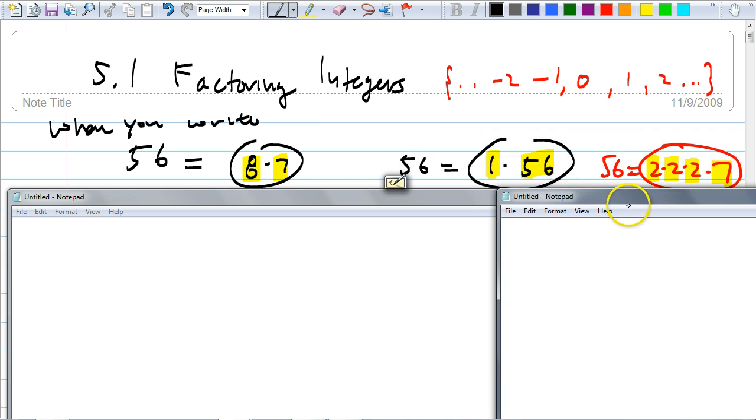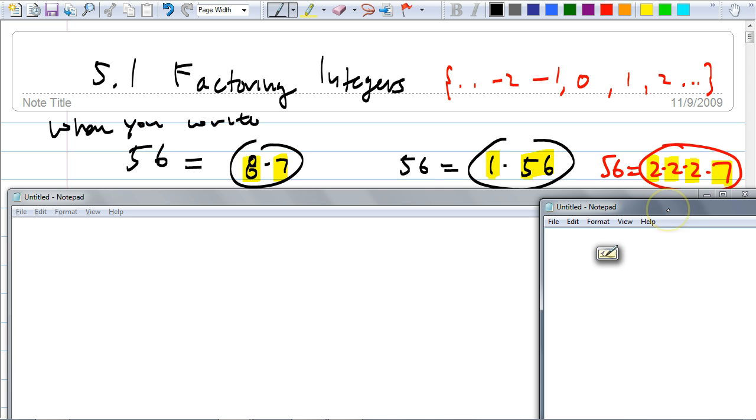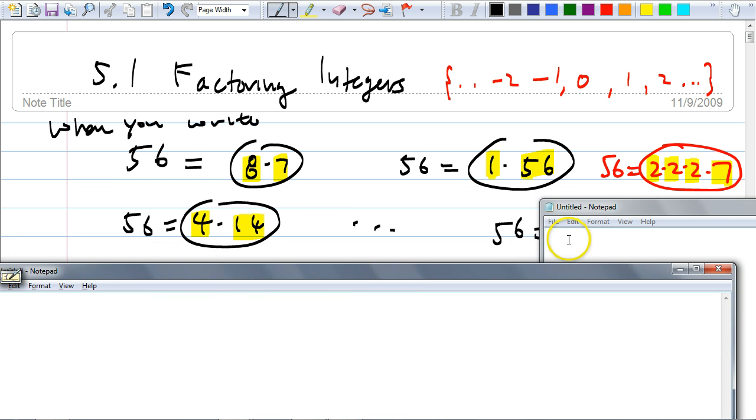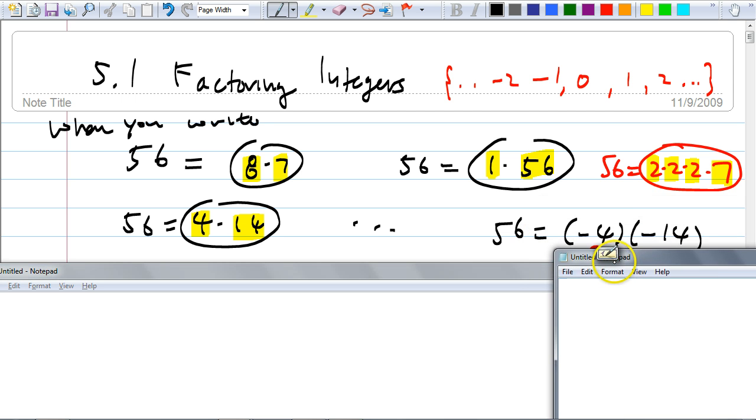So you could write that. Or can I write 2 times 2 times 2 times 7? Is that still 56? Yeah, because 2 times 2 times 2 is 8, and 8 times 7, right? So yeah, there are many ways of writing numbers as a product. There's 14 times 4, and there are many others. Oh, what about -4 times -14? Does that give you 56? Yeah, all these examples are examples of factoring an integer.